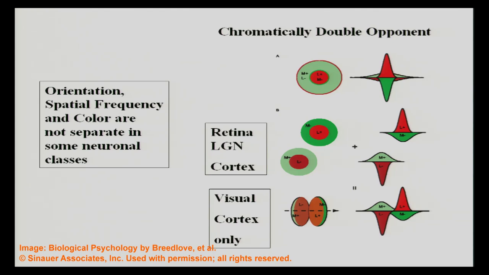in the retina and the LGN and in some cortical cells, you have groups of neurons which have circularly symmetric receptive fields with an L on, an M off, or an L off, M on, for example. In the cortex, we think that these are combined to be chromatically double opponent, but they're offset from each other. So they become both orientation selective and color selective. So they're unlike that neuron that I showed you before.